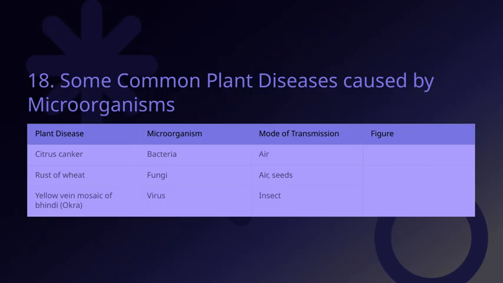Finally, there's yellow vein mosaic of bindi, or okra, which is caused by a virus. Interestingly, this virus is transmitted by insects, highlighting how pests can play a significant role in spreading viral diseases among plants. These examples really underscore the various ways microorganisms can infect plants, through the air, seeds, or insects, and how understanding these modes of transmission is crucial in managing and preventing plant diseases. This knowledge helps us develop better control strategies, ensuring healthier crops and more sustainable agriculture.